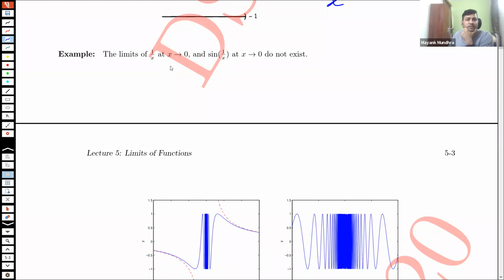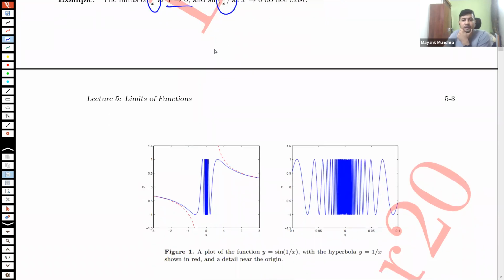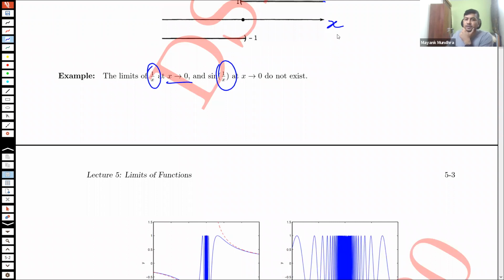Okay, now some important functions. The limit of 1 by x as x tends to 0: as x tends to 0, the limit of 1 by x does not exist. And the limit of sine 1 by x also does not exist. So let's look at the graphs of 1 by x. 1 by x will basically look like this.